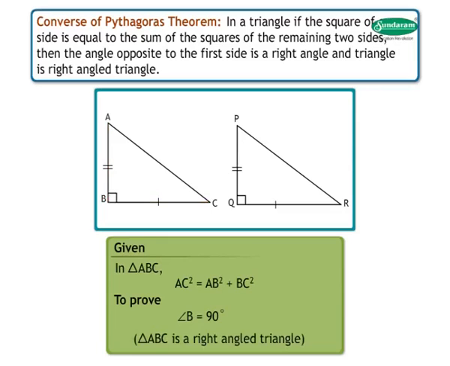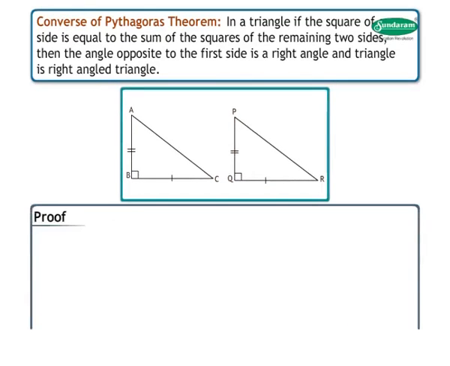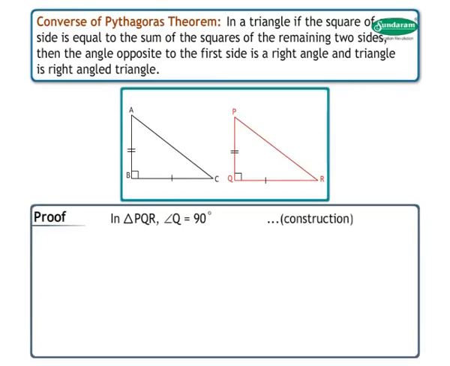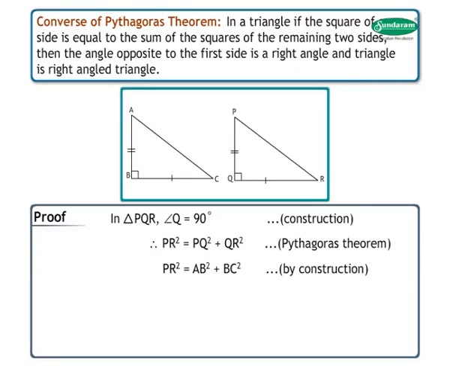Let us construct a triangle PQR such that QR is equal to BC, PQ is equal to AB, and angle Q is 90 degrees. Proof: in triangle PQR, angle Q is a right angle by construction. Therefore, by Pythagoras theorem, PR square is equal to PQ square plus QR square. By construction, we get PR square is equal to AB square plus BC square.